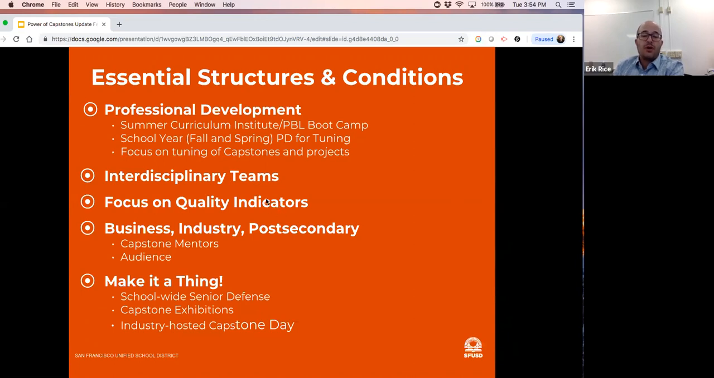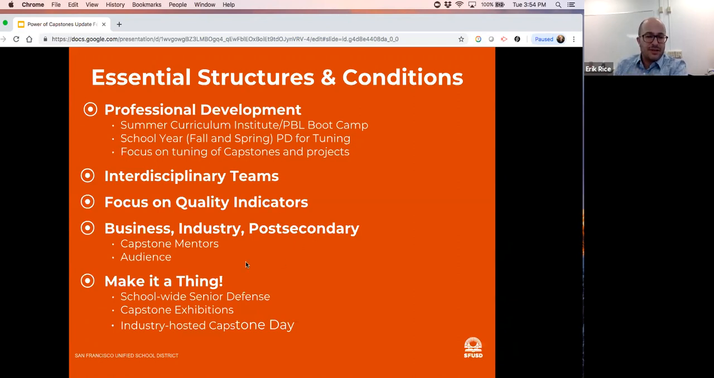The idea of focusing on quality indicators, so that shared language, as I showed those 8 areas, we ask teachers to self-assess on those each year and also to pick 2 or 3 of those for any project or their capstone, which are the 2 or 3 that they really want to hone in and zoom in on for their capstone. I mentioned earlier the involvement of business, industry, and post-secondary partners as part of the audience, as part of mentors, and as part of informing the curriculum itself.